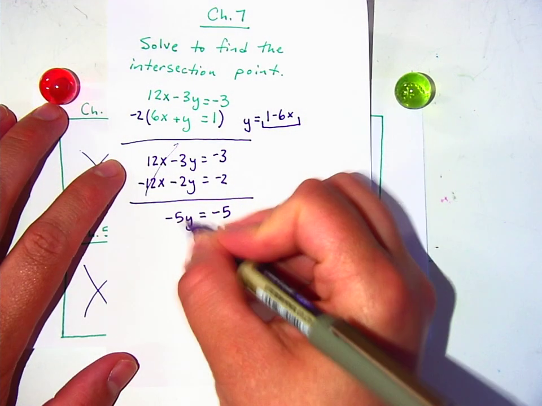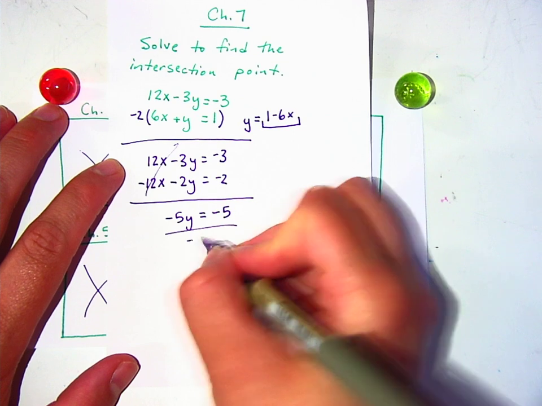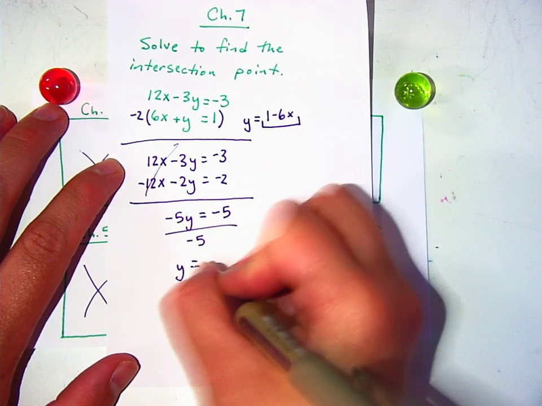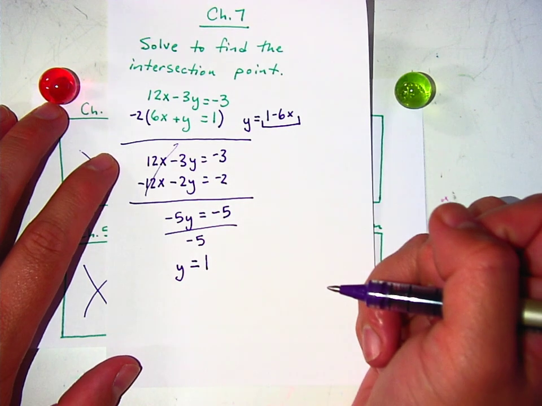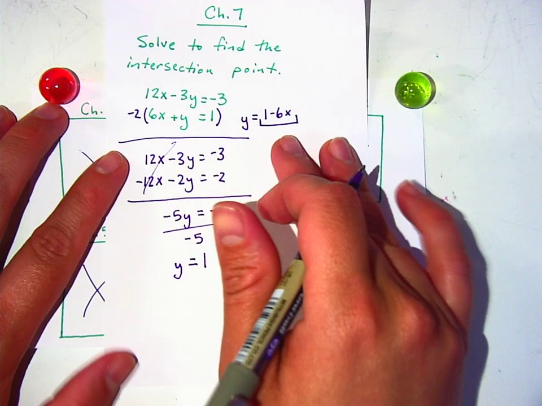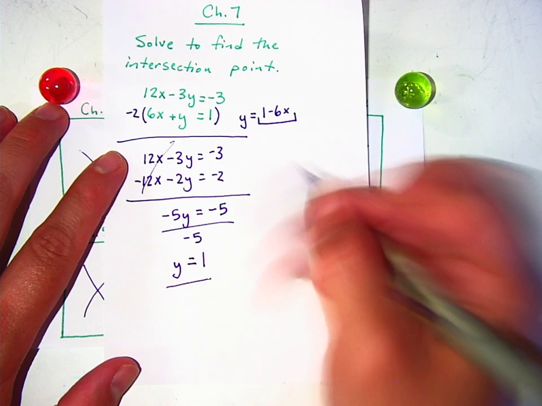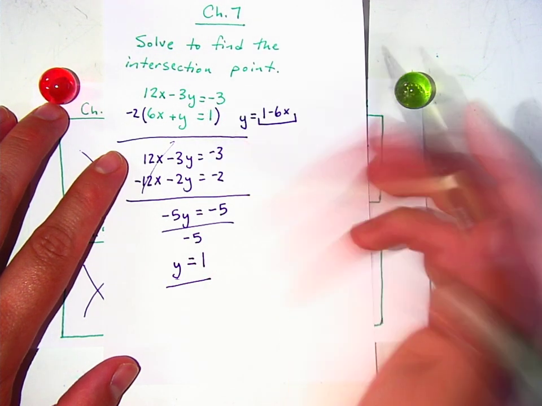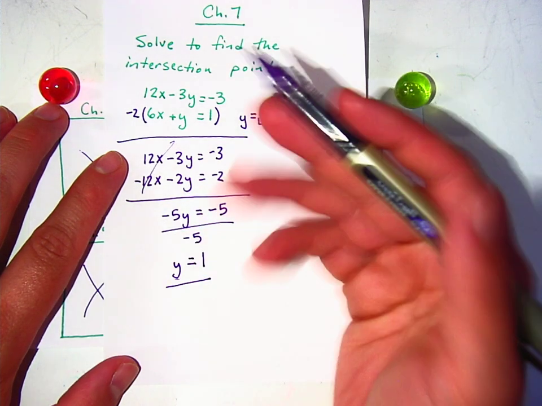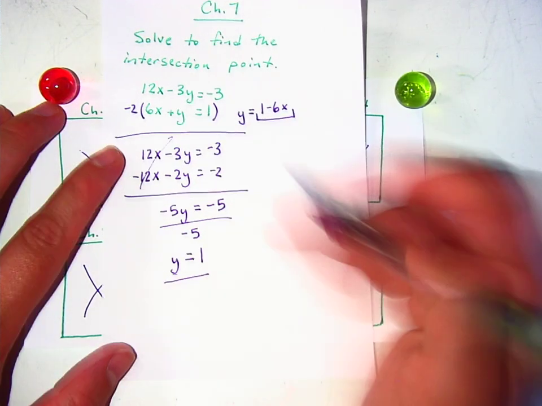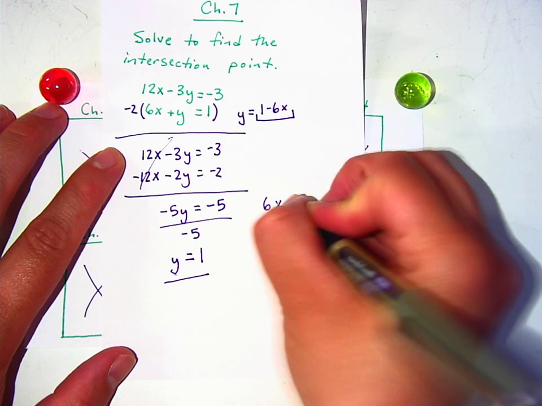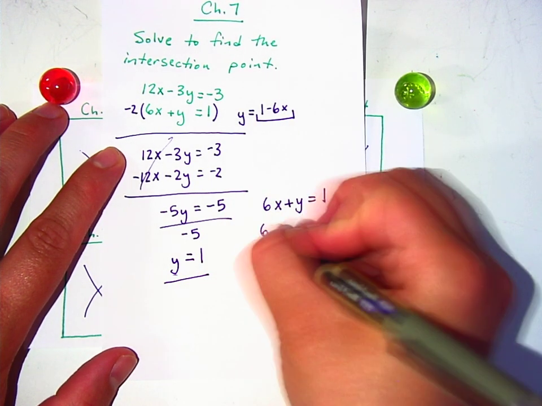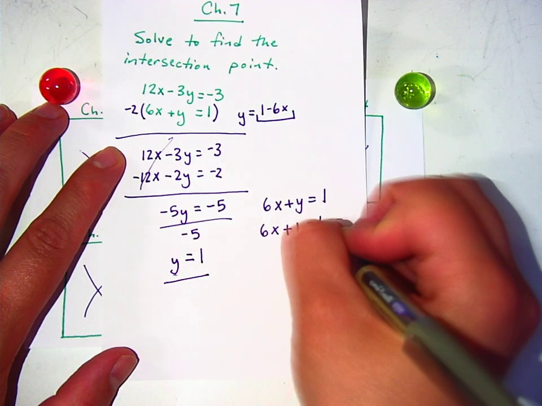And to get rid of this -5 next to the y, I'm going to divide both sides by -5. So here we got y is equal to 1. Okay, so now that we know that y equals 1, I need to find out what x is. So to figure that out, I have to plug 1 into one of the top 2 equations, and it doesn't matter which one. So I'm going to pick the easiest one because I'm lazy. So I'm going to pick the bottom one. I'm going to write down 6x plus y equals 1, but instead of y, I'm going to put 1 in. So 6x plus 1 equals 1.